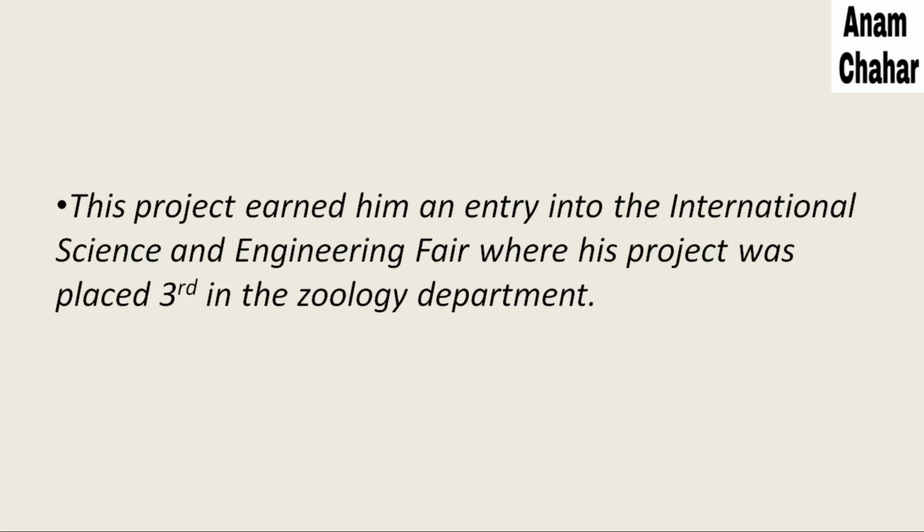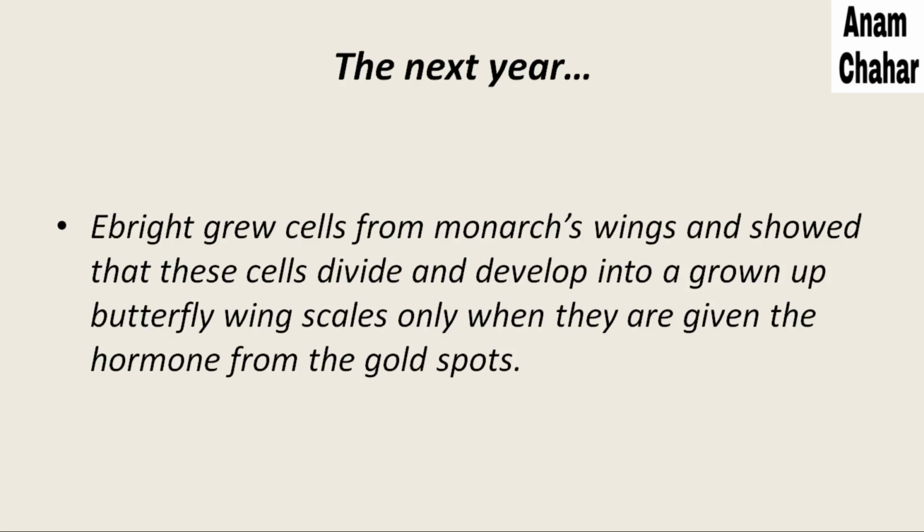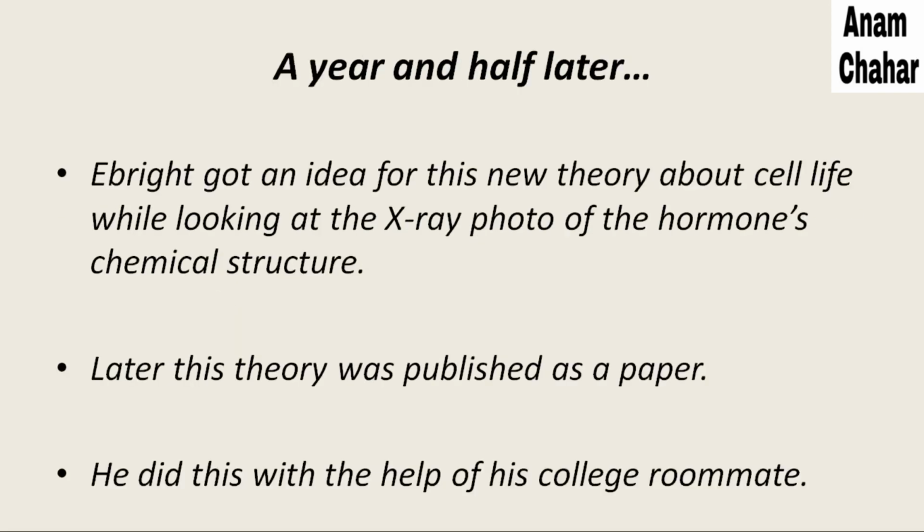During summer, he also got a chance to work at the entomology laboratory of the Walter Reed Army Institute of Research. So it was a big achievement for him at that time. The next year, Ebright grew cells in monarch's wings and showed that these cells divide and develop into a grown-up butterfly wing only when they were given the hormone from the gold spots. After his freshman year at Harvard University, Ebright went back to the Department of Agriculture to do more work on hormones from the gold spots, and finally he was able to identify the chemical structure of the hormone.